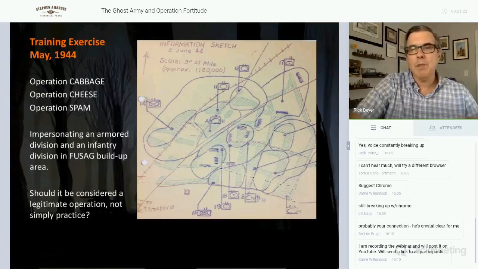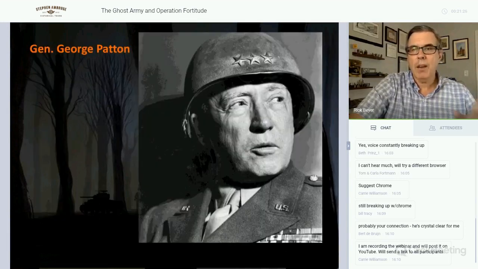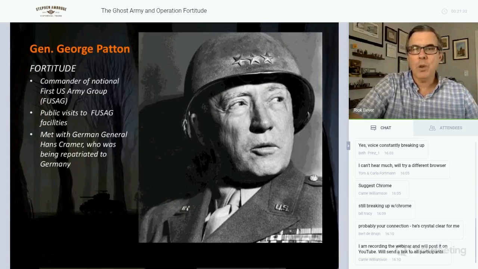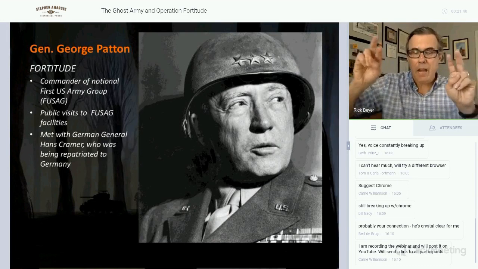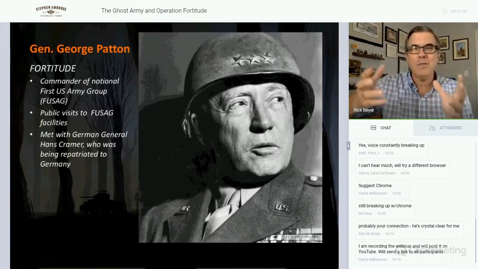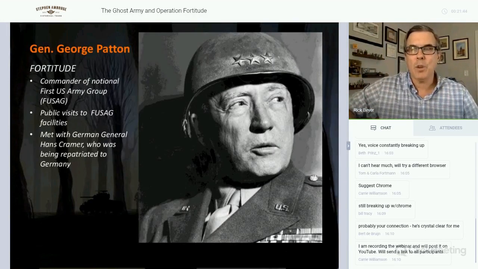The third connection between these two deceptions that I want to talk about is General George Patton. Now, George Patton is deeply involved in the Fortitude deception. He is the commander of the notional 1st U.S. Army Group, notional being a U.S. Army term for fake, okay? So he's the commander of this fake Army group that we want the Germans to think is there in England.